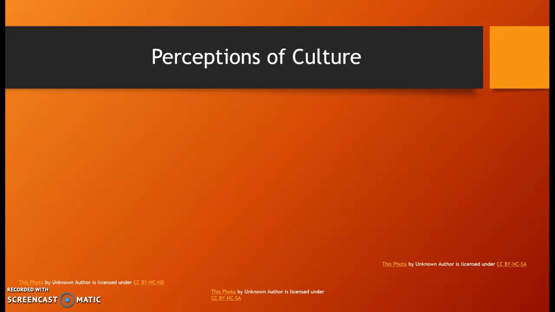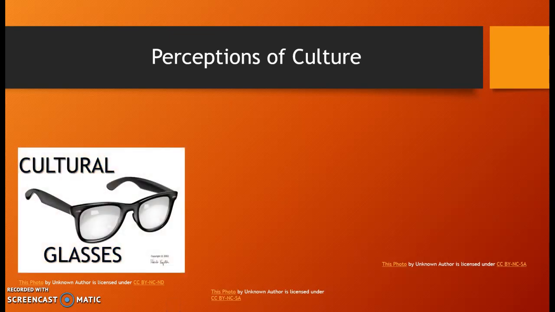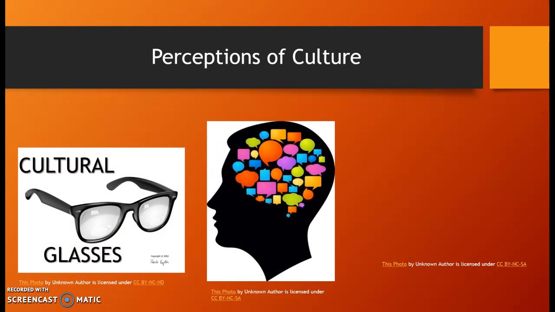Some perceptions of culture. Do perceptions vary across cultures? Burrell 2012 answers this question when he states, we all see the world through cultural glasses. The lens through which your brain sees the world shapes your reality.